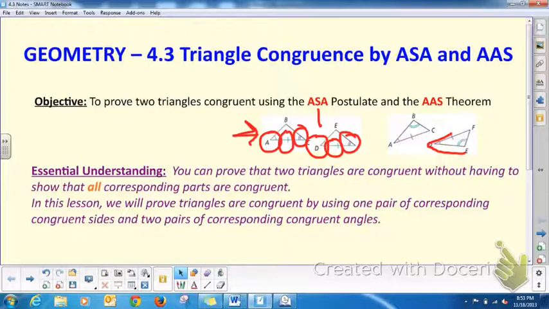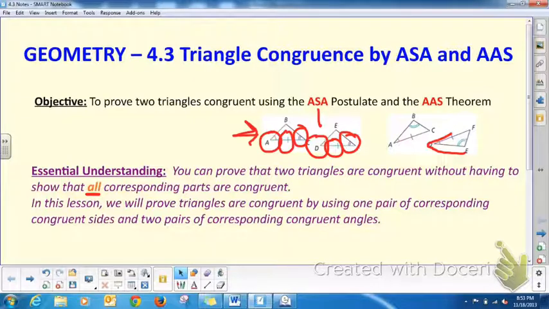You can skip a side or you could skip an angle, but you can't skip over both a side and an angle when you're identifying what kind of congruence you're going to have. So it's essential to your understanding that you can prove two triangles are congruent without having to show all corresponding parts are congruent. When you prove two triangles are congruent, that means all of their corresponding parts are congruent, but you don't have to prove all their parts in order to know they're both congruent triangles. So in this lesson, we will prove triangles are congruent by using one pair of corresponding congruent sides and two pairs of corresponding congruent angles.